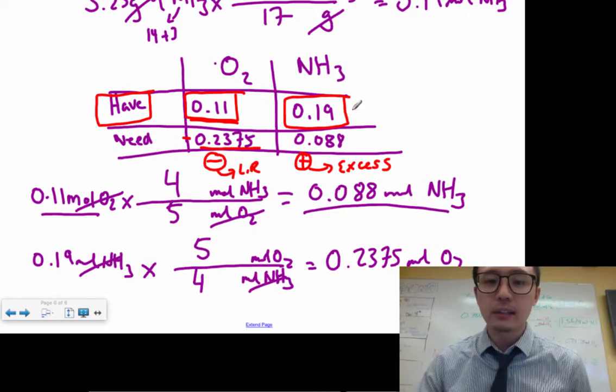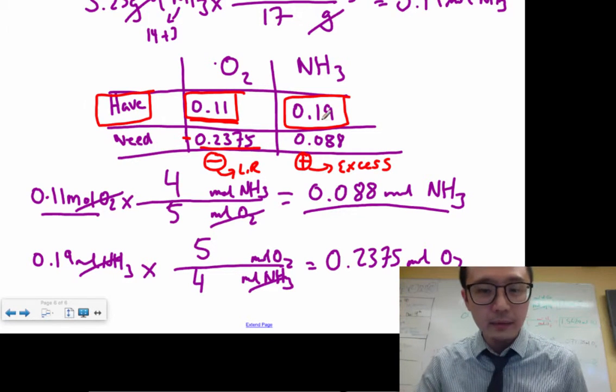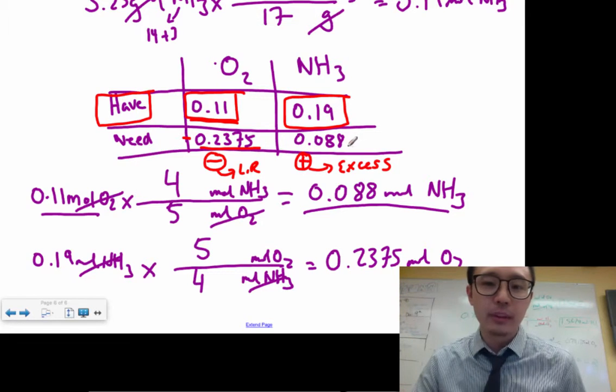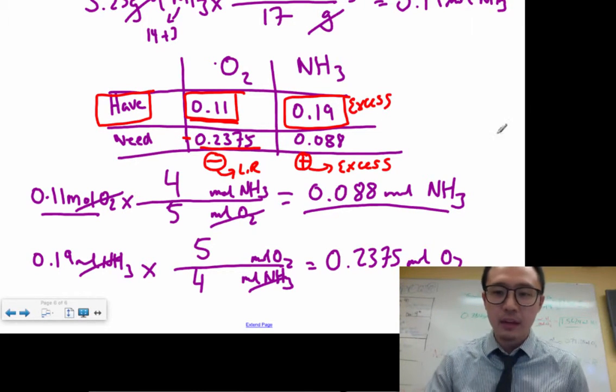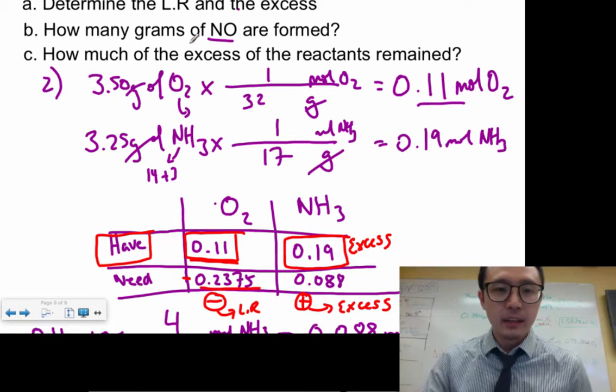And if you want to compare that to the other one, if you have 0.19 moles and you need 0.088, well, you have more than what you need. So this is going to be your excessive one because you have more than enough. So we answered question 1. Question 2 is now how many grams of NO.